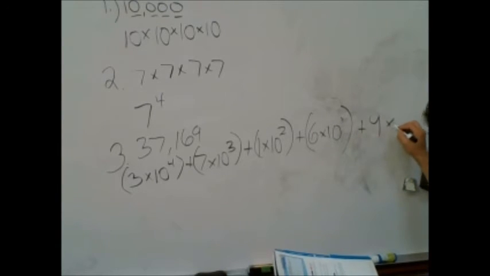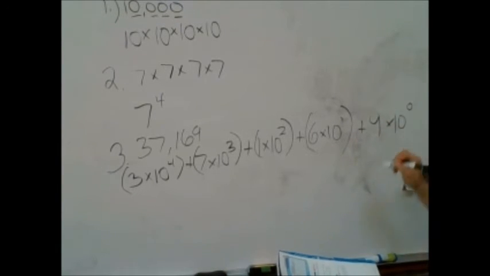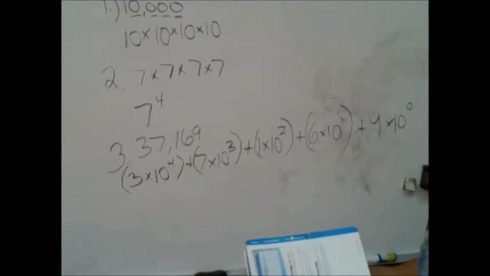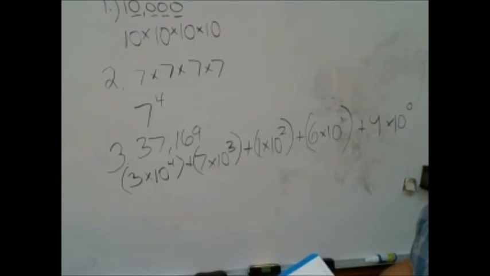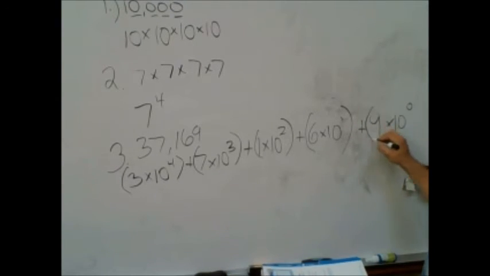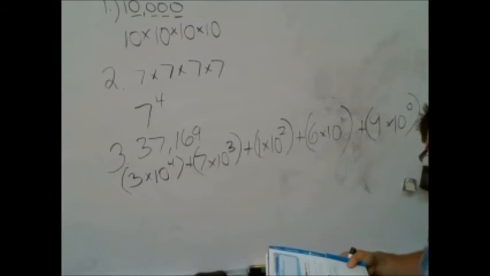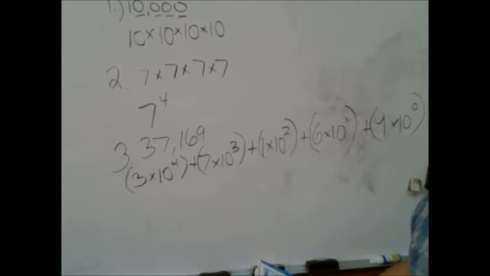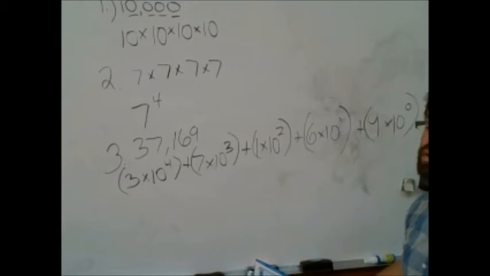And then 9 times 10 to the power of 0. We have to the power of 0 because there's no 10s. So since it's just 9 by itself, there's no 10s there, so 9 times 10 to the power of 0 is how that's going to look. Okay? So go ahead and get caught up. Copy that down if you need to.